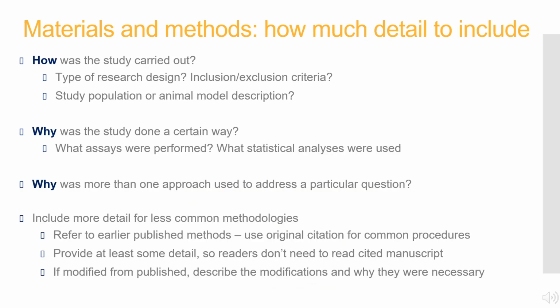One of the most frequent questions that arise about the materials and methods section is how much detail should I include? When writing this section, you should answer these 3 questions. How was the study carried out? Why was the study done in a certain way? Why was more than one approach used to answer one question, if applicable? When writing about how the study was carried out, you should think about the research design, the inclusion-exclusion criteria, if you used a certain population or a certain model.